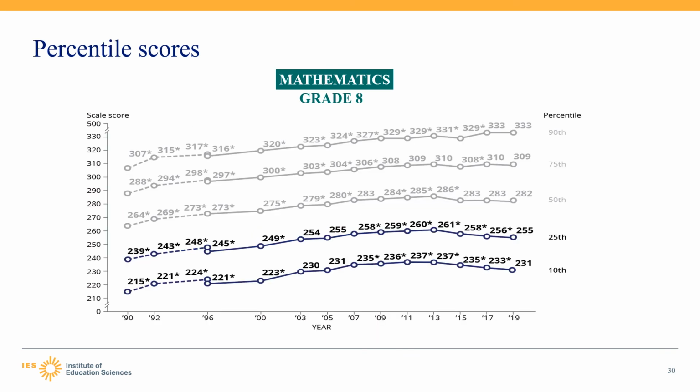In this example, taken from the same NAEP report card, we can see that in comparison to 2017, the 2019 mathematics scores were statistically not different for 8th graders performing at the 75th and 90th percentiles, but they were statistically lower for students at the 10th and 25th percentiles.